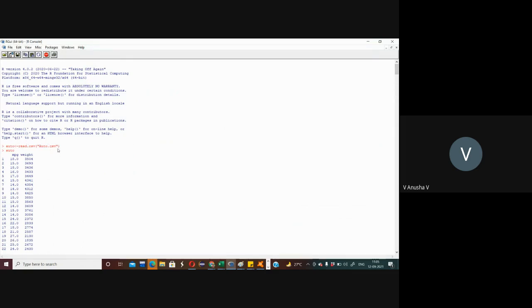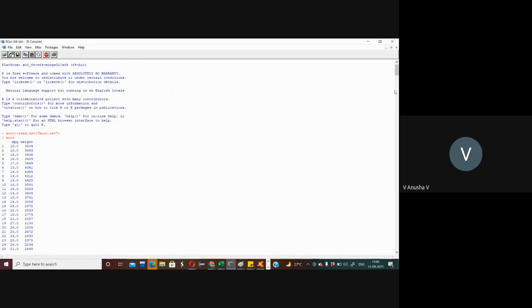So I have to read the data frame and load it into my RStudio. How I'm doing that is read.csv, where you need to mention which particular CSV file you're going to read. auto.csv is the CSV file, and whatever data is present in auto.csv is getting stored in auto. So once I type auto, I'll be getting the data frame I'm referring to.